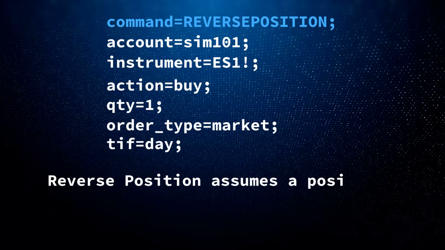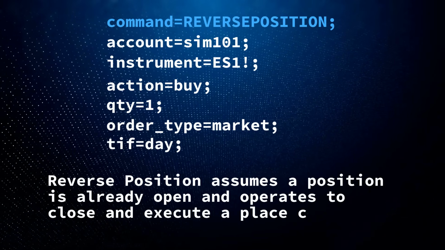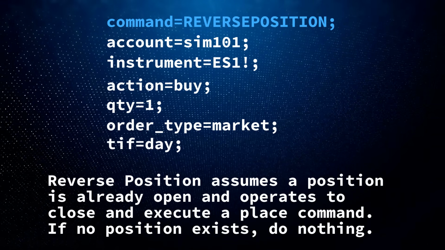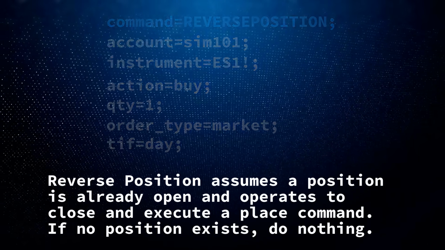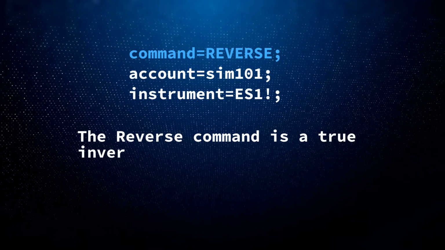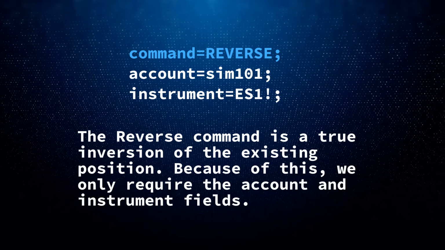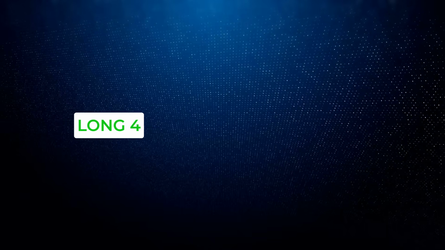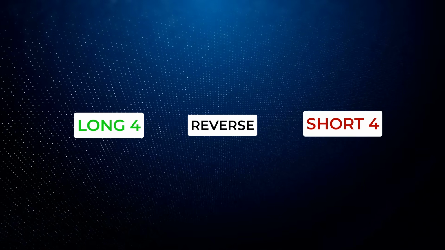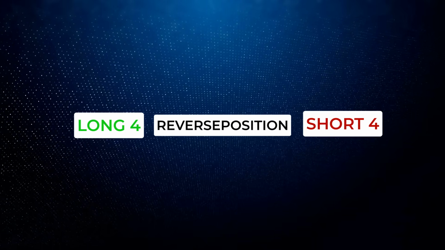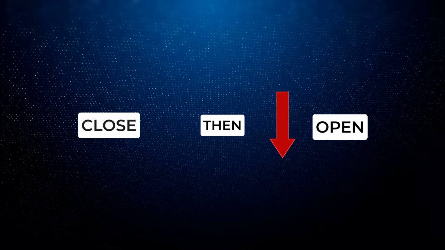Reverse position assumes a position is already open and operates to close and execute a place command. If no position exists, do nothing. The required fields are the same as a place command, whereas the reverse command is a true inversion of the existing position. Because of this, we only require the account and instrument fields. For example, if you're long 4 contracts, the reverse command will flip your position to being short 4 contracts. The reverse position command would require you to specify this and would close the long position, then open a new position in the other direction.